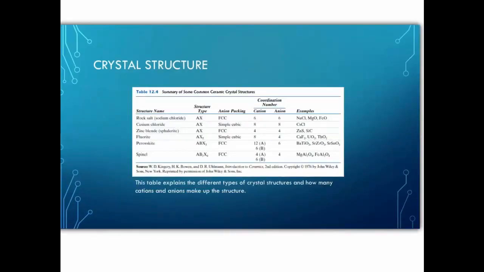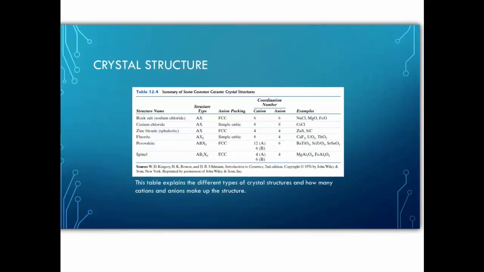In this slide, we'll talk about the crystal structure. More importantly, Table 12.4, which explains the different types of crystal structures and how many cations and anions make up the structure. For example, the structure name rock salt has a structure type AX, which means that they have the same number of cations for every anion. The anion packing is an FCC structure, and this goes differently for each structure name.